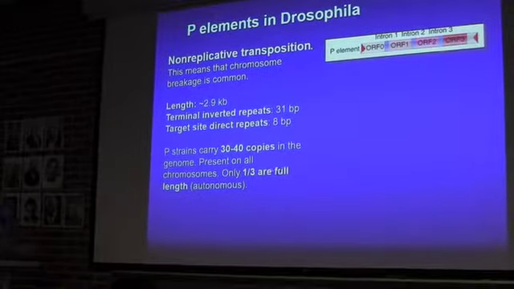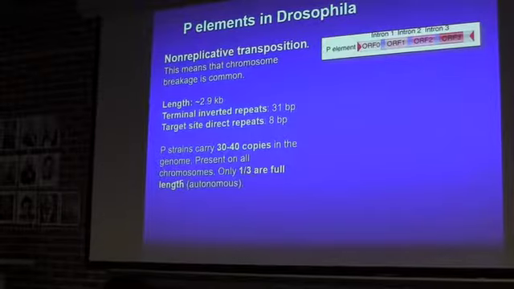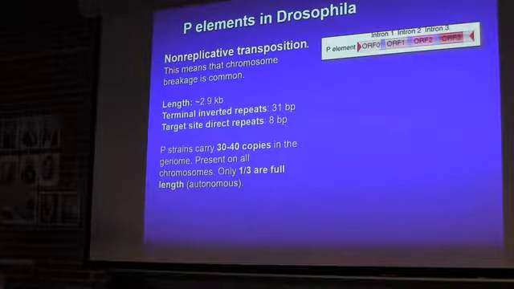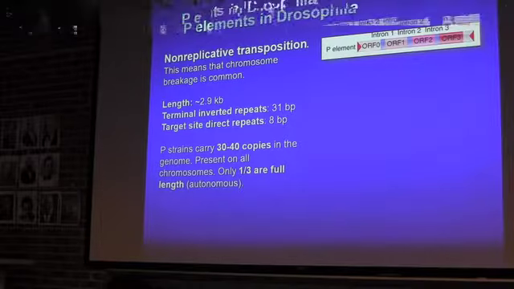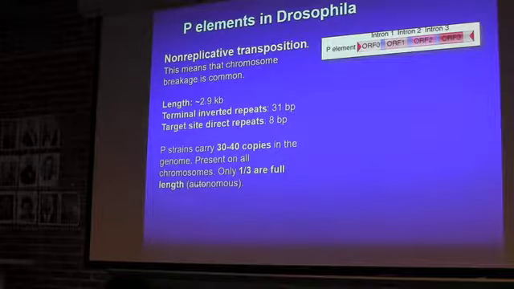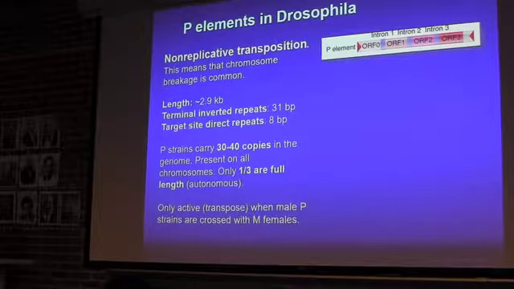Only about 1/3 are full length, which means the P element itself is really a mixture of transposons that are fully functional and those which now need the help of those which are still autonomous. But that's not an unusual ratio when you have a transposon. Most of them can be mutated as long as you have a healthy population there that has a functional transposase. It's only active, which means it only jumps, when the male P strains are crossed with the M females. Don't even try to understand that.